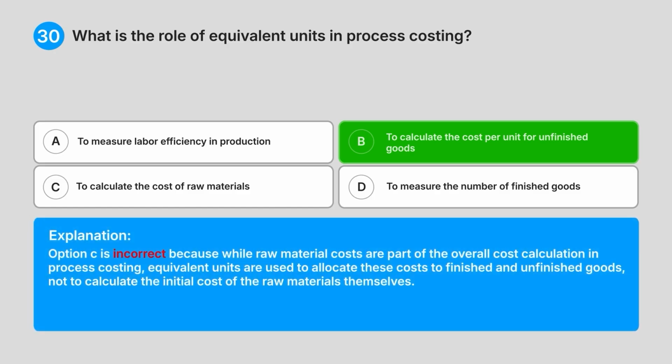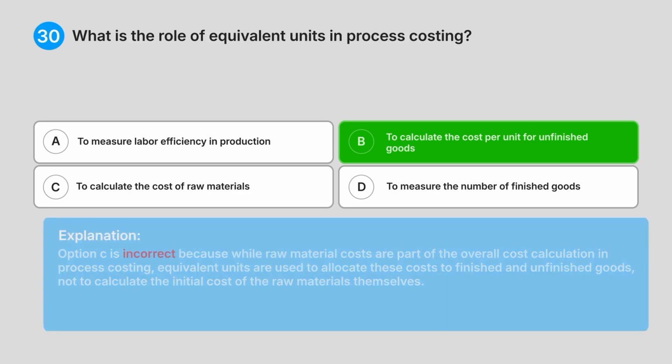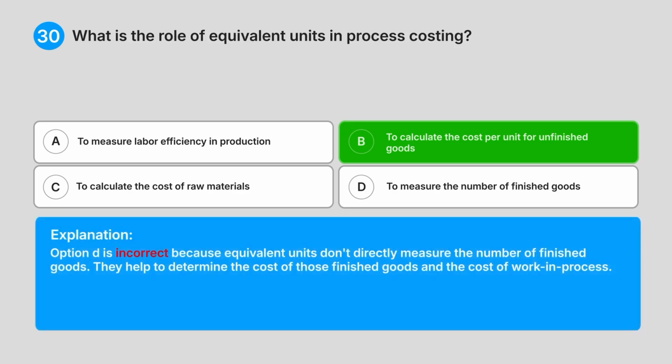Option C is incorrect because while raw material costs are part of the overall cost calculation in process costing, equivalent units are used to allocate these costs to finished and unfinished goods, not to calculate the initial cost of the raw materials themselves. Option D is incorrect because equivalent units don't directly measure the number of finished goods. They help to determine the cost of those finished goods and the cost of work in process.